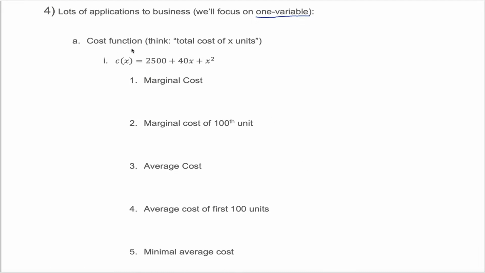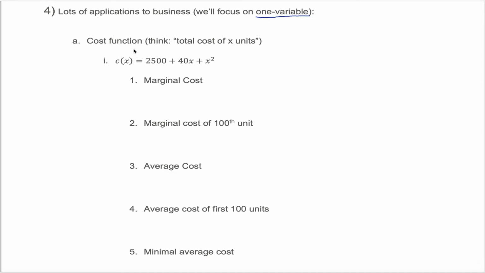Suppose we have a cost function, C of X. C represents the cost and X is the number of units. So think of the total cost of producing X units. If I was only producing 1 unit, I change all the X's into ones, and I would get that the total cost is $2,541. And if I wanted to know the total cost of producing, say, 100 units, I just change all the X's into 100s.